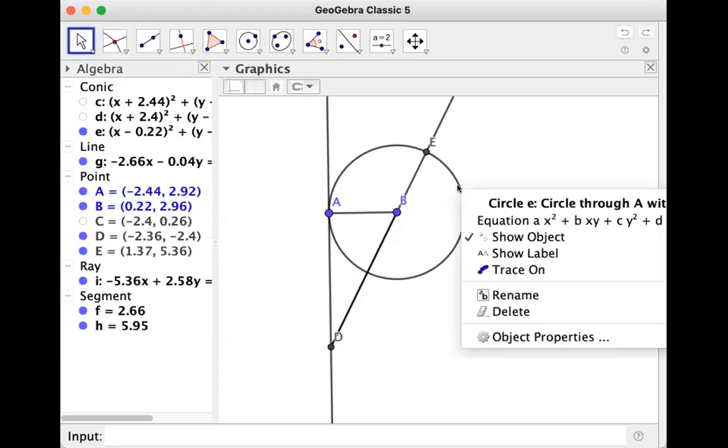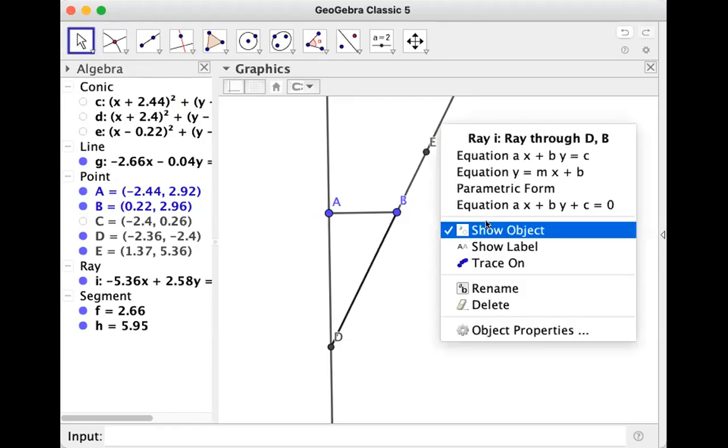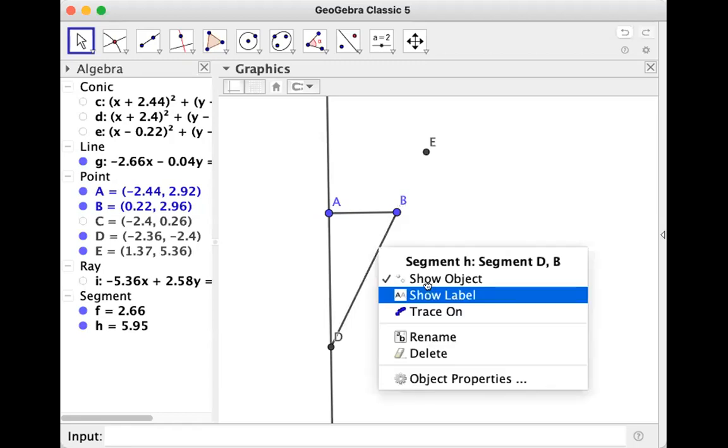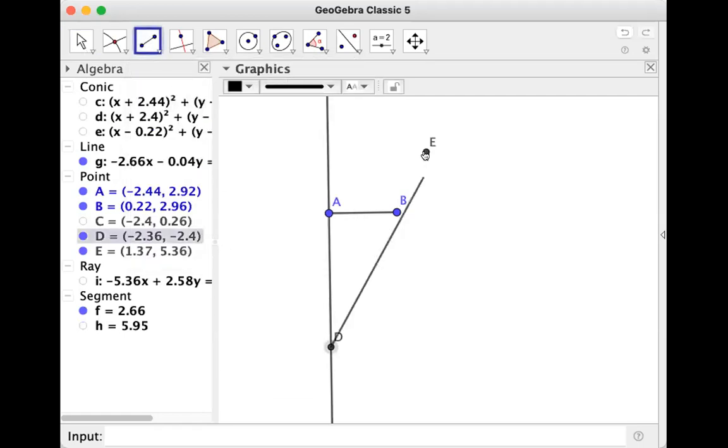This circle served its purpose. I'm taping this video and this whole thing also. I don't need this whole ray anymore. In fact, I'm going to hide this also. And here is my 1 plus square root of 5 line segment.